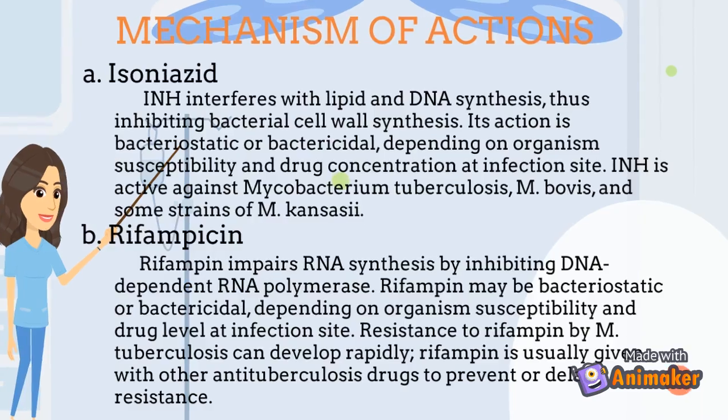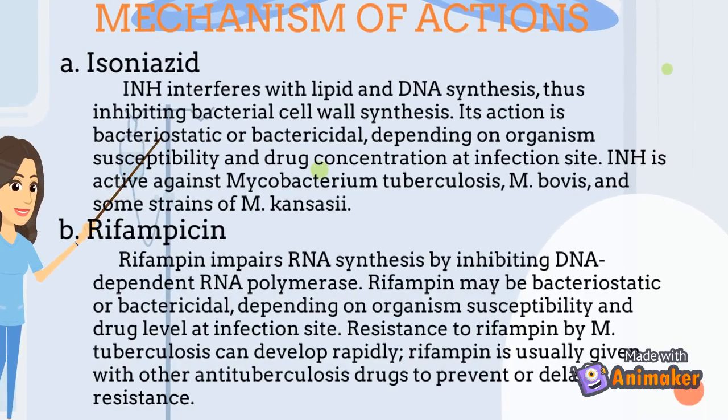On the mechanism of action, isoniazid interferes with lipid and DNA synthesis, thus inhibiting bacterial cell wall synthesis. My action consists of bacteriostatic or bactericidal, depending on organism susceptibility and drug concentration at the infection site. Also, I am an active agent against Mycobacterium tuberculosis, M. bovis, and some strains of M. kansasi.